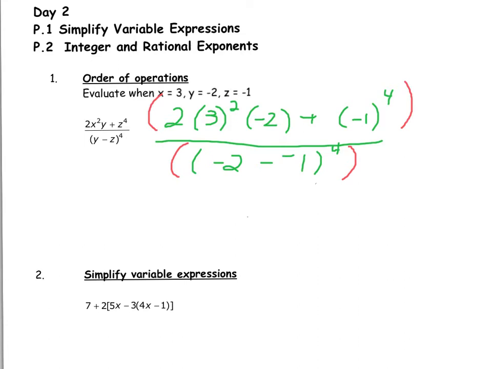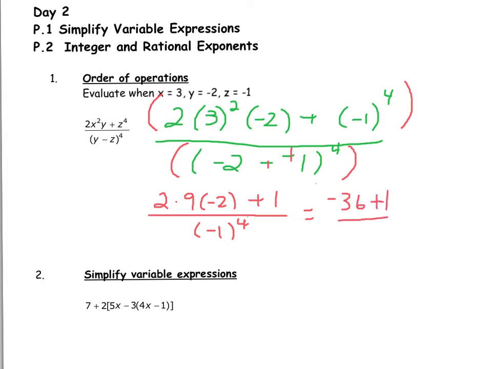All right, so back to the top. We've got 2 times 3 squared, 2 times 9, times a negative 2. Negative 1 to the 4th power will be a positive 1. To the bottom, we're going to have 2 plus a positive 1, so we have a negative 1 to the 4th power. We come back to the top. We do the multiplying before we do the adding. So we've got 18 times a negative 2, negative 36, plus 1. The denominator finally simplifies. Negative 1 to the 4th power is 1, and we've got a negative 35.